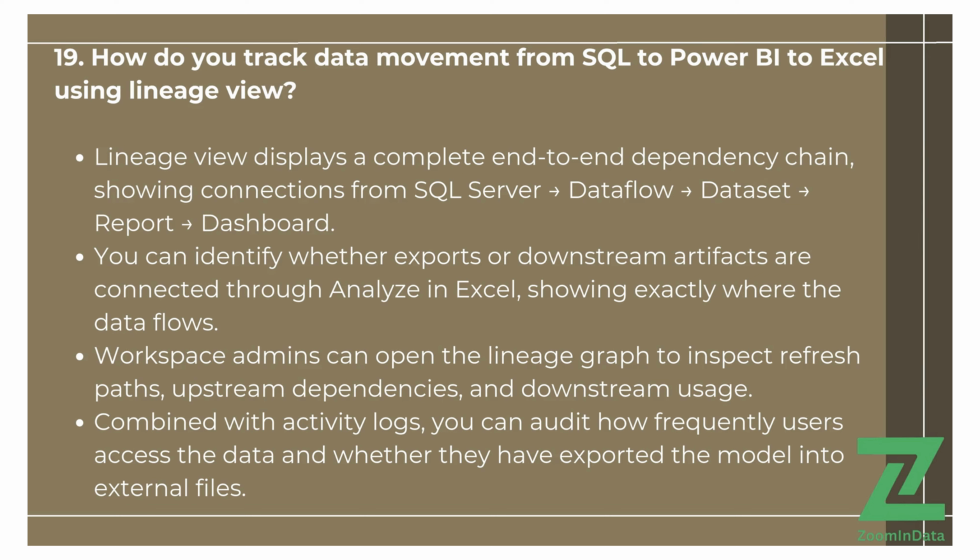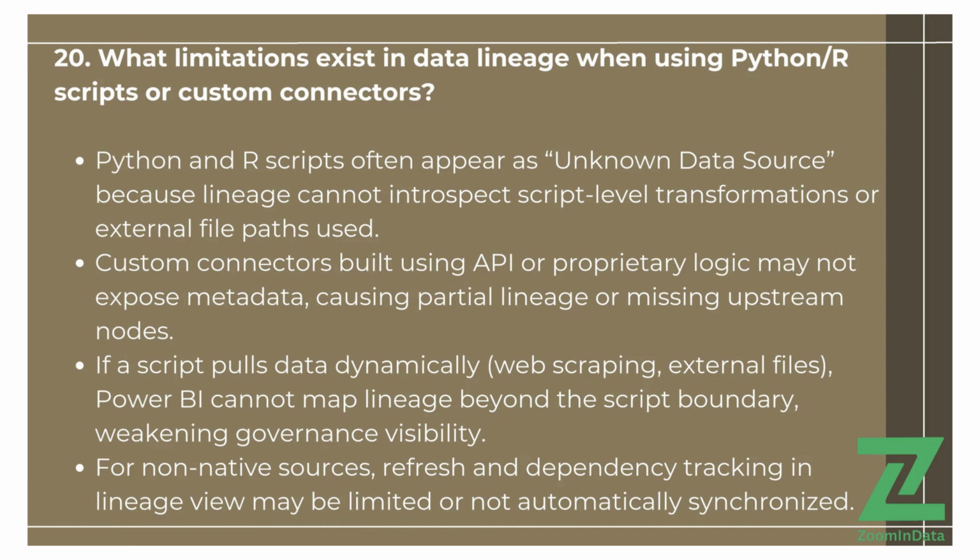You can identify whether exports or downstream artifacts are connected through Analyze in Excel, showing exactly where the data flows. Workspace admins can open the Lineage graph to inspect refresh paths, upstream dependencies, and downstream usage. Combined with activity logs, you can audit how frequently users access the data and whether they have exported the model into external files.